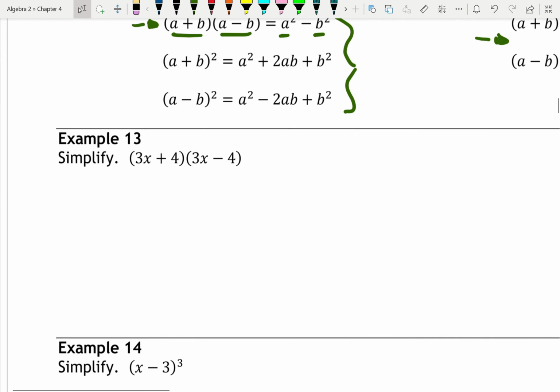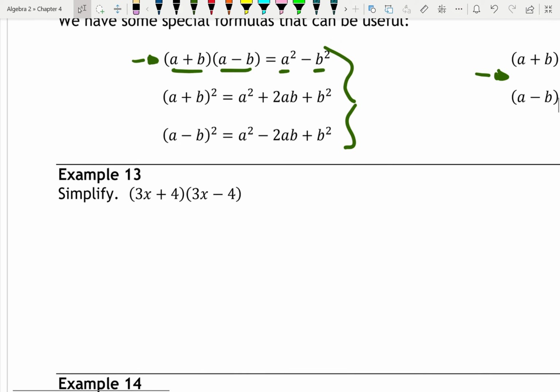All right, let's look at this one down here, number 13. We're supposed to simplify, which means to multiply or combine like terms. We need to distribute these out. We have 3x plus 4 and 3x minus 4. Now, you might notice, just because we just got done talking about it, that it falls into this category up here. We have a plus b and a minus b. They are conjugates. So we could just say that it's going to be 3x squared minus 4 squared. And that is correct. That gets you to an answer.